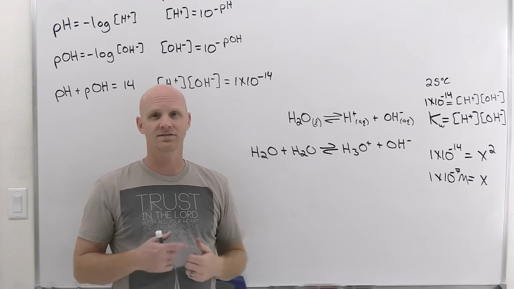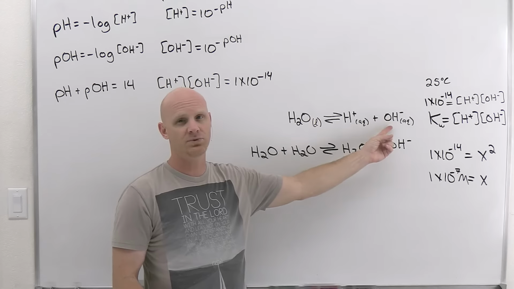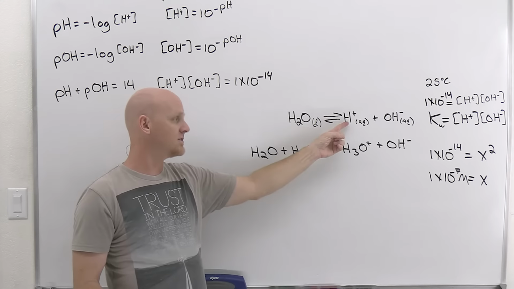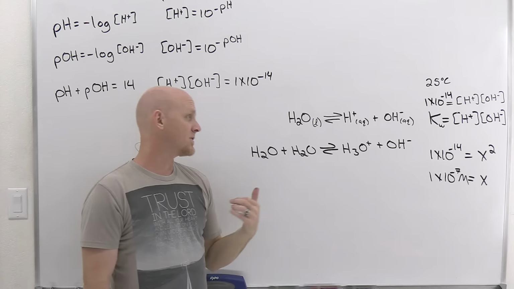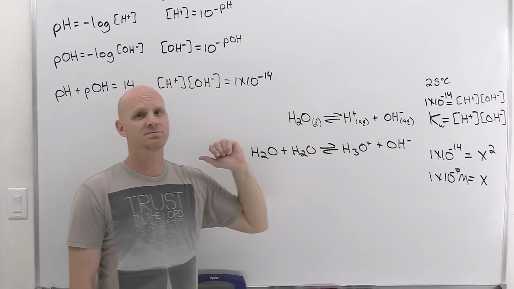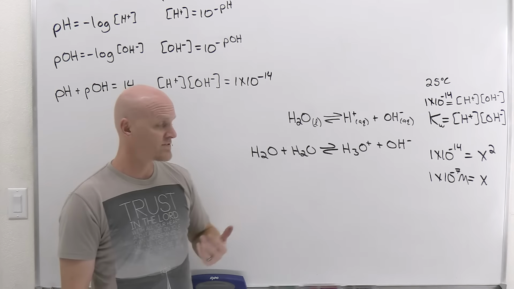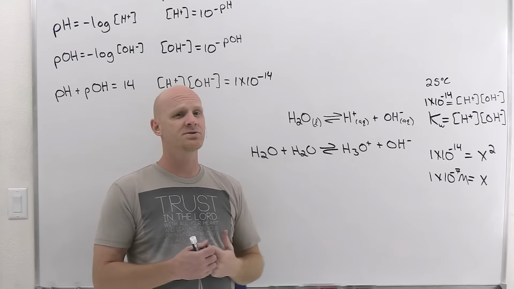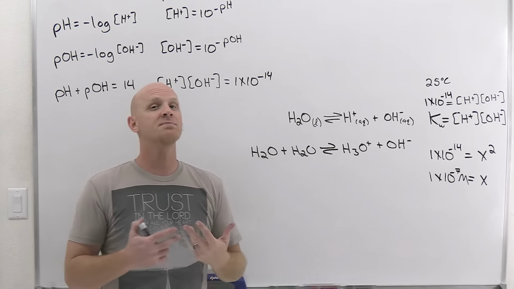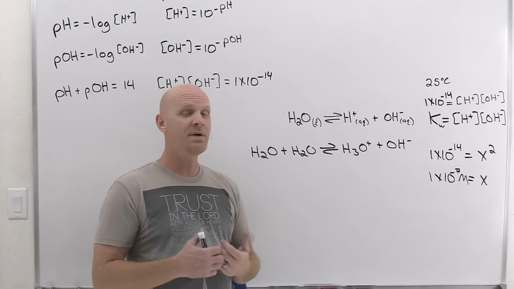If you add a base, it does the exact opposite. You're putting more hydroxide into the solution, which is going to shift the equilibrium back, consuming up some of the H+. And so you're going to end up with more hydroxide than H+ instead. And so that's kind of the hallmark. Do you have more H+ in your solution? You're in an acidic solution. Do you have more OH- in your solution? Well, then you have a basic solution.